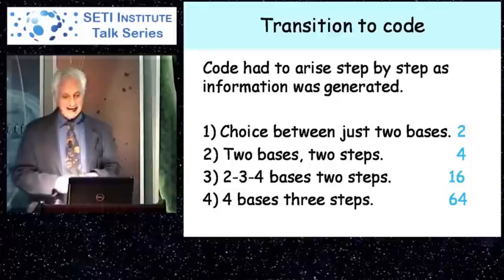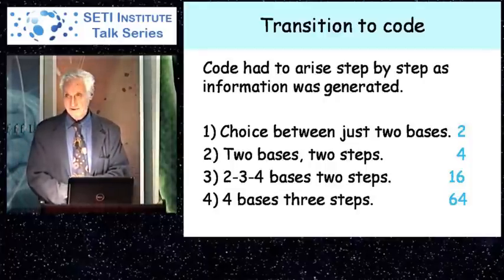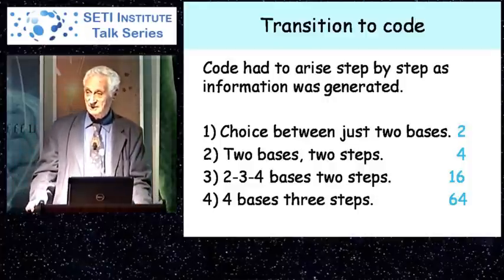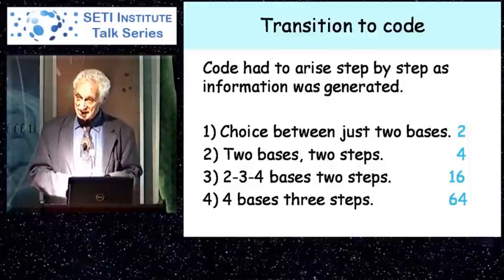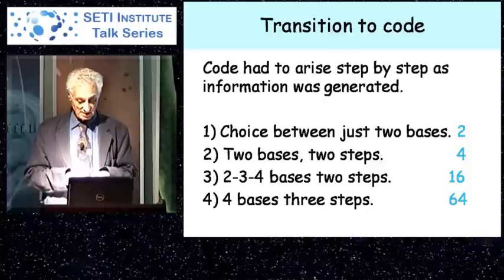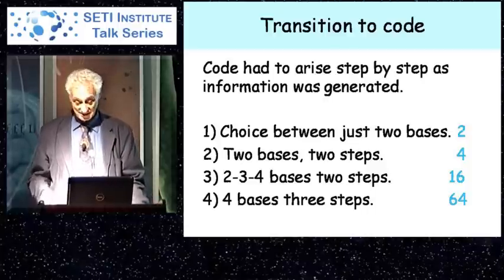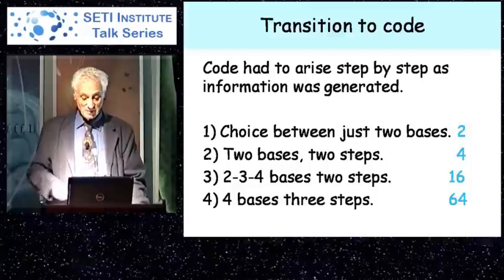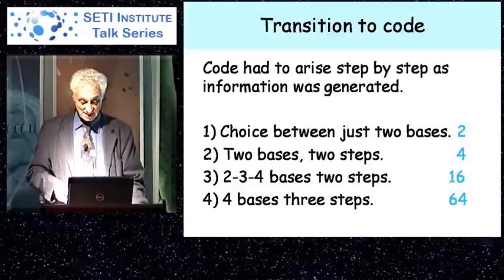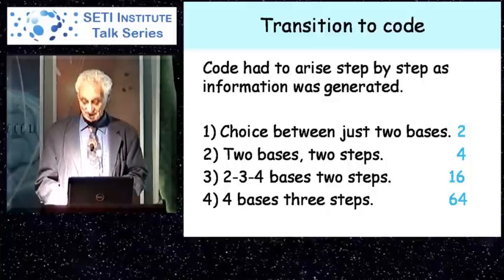Now, say, how do you make a transition to code? Well, code has to develop step by step. Selection process, additional selection process, and so on. So first, there had to be just a choice between two bases. It suggests there was a sequence: two bases, two steps, then added a third, then a fourth base in two steps, and finally got to our code as we know it today.